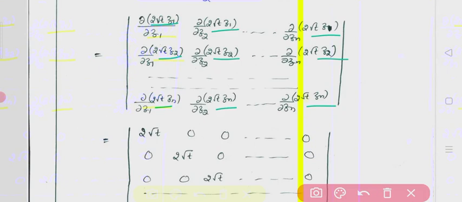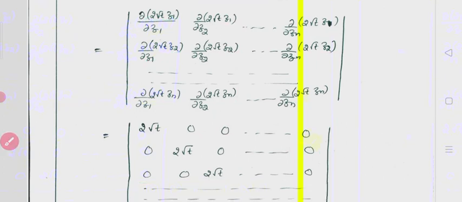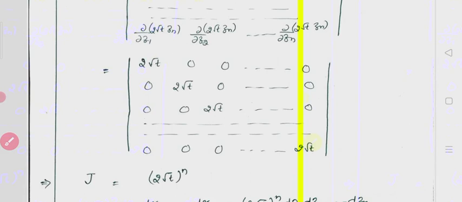When you find the partial derivative with respect to z1, it will be 2 root t, and for the remaining, as z2 is independent of z1 and zn is independent of z1, all these will be 0. Similarly in the second row, the first term will be 0, the second term will be 2 root t, and all the remaining terms will be 0. Similarly in the third row, the first term is 0, the second term is 0, then the next entry is 2 root t, and all the rest are 0. In the same way, if you go to the nth row of the determinant, all the entries will be 0 and the last entry will be 2 root t.